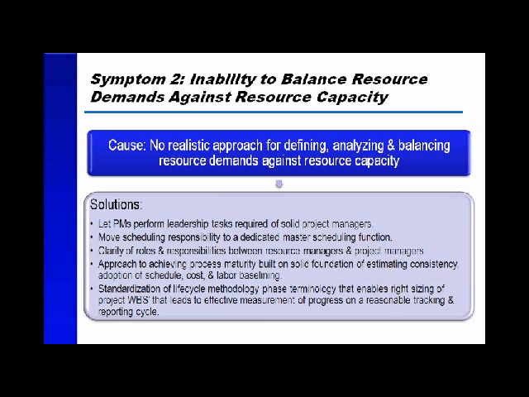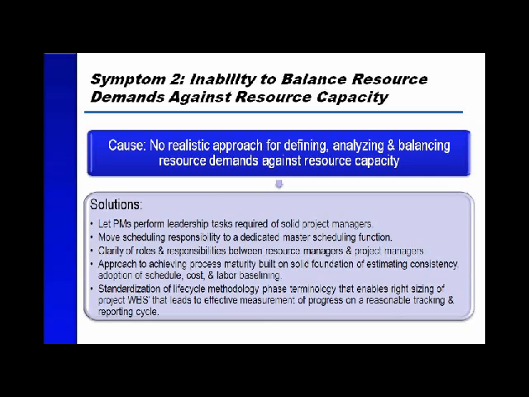The clarity of roles between resource managers and project managers. Oftentimes there's not necessarily a clear definition between what the project manager's responsibility is with the project management tool and what the resource manager's responsibility is with the project management tool, as well as the supporting processes required to make that project management tool effective.